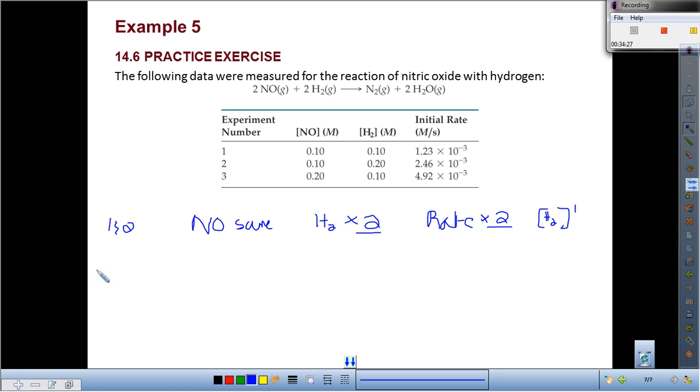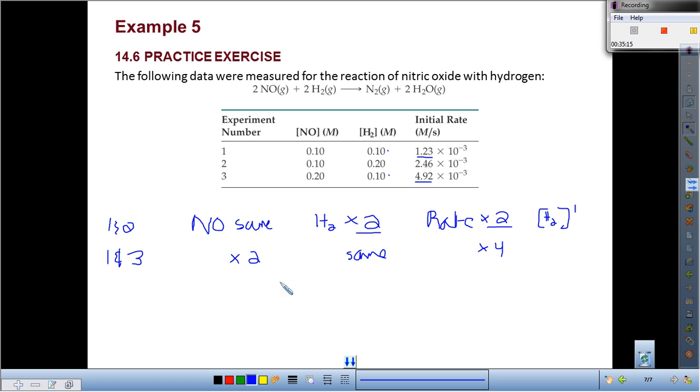Alright, now we're going to go to trial 1 and 3. Why? Because in trial 1 and 3, hydrogen stayed the same. What happened to nitric oxide? Well, it went from 0.1 to 0.2, so what did we do? We doubled it. Now let's look at our rate. Remember, we're comparing 1 to 3. So what's the relationship between this rate and this rate? It's times 4.